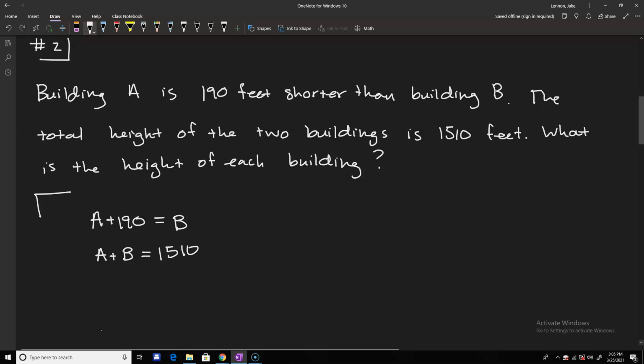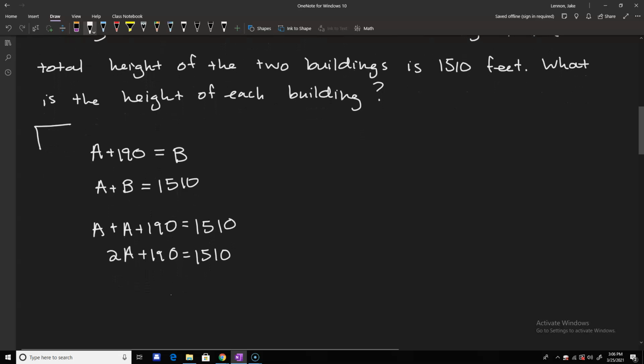So this one is set up pretty well for substitution. What I would do is substitute the A plus 190 in for B in the second equation. So I would get A plus A plus 190 equals 1,510. So we get 2A plus 190 equals 1,510. And then what we want to do is subtract 190 from both sides. So we have 2A is equal to 1,320. And then divide by 2.